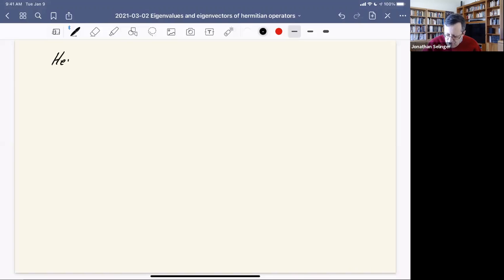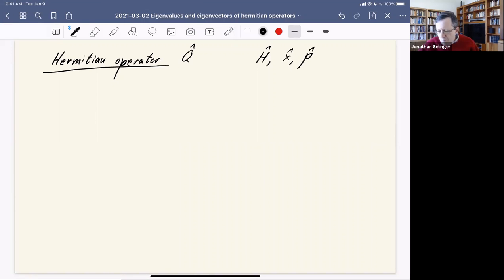Okay, so I want to consider any Hermitian operator, and like the textbook, I'll just call it Q hat. All right, and so that could mean energy, could be the Hamiltonian, or it could be the position operator, or it could be the momentum operator, or other stuff that we'll get to later on in the semester. And it's Hermitian, meaning that it is equal to its Hermitian conjugate, which is Q dagger that we talked about.